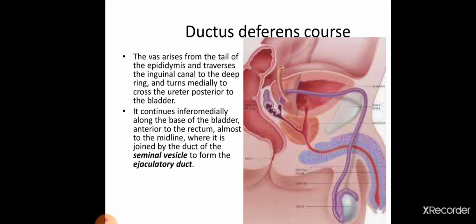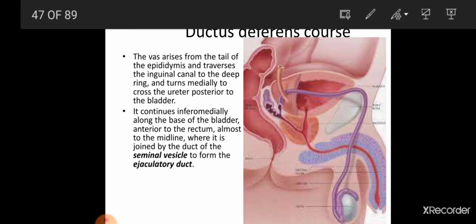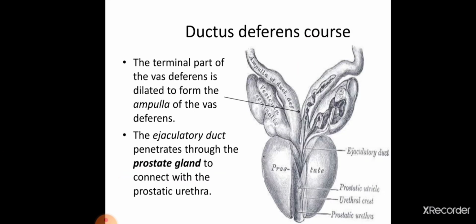The vas deferens arises from the tail again. Here we can see the origin and the termination of the vas deferens. It continues infero-medially along the base of the bladder and anterior to the rectum, almost to the midline, where it joins the duct of the seminal vesicle to form the ejaculatory duct. So here we can see this is the seminal vesicle and it is the duct of the seminal vesicle which is joined by the vas deferens, and both these ducts combine and form the ejaculatory duct.